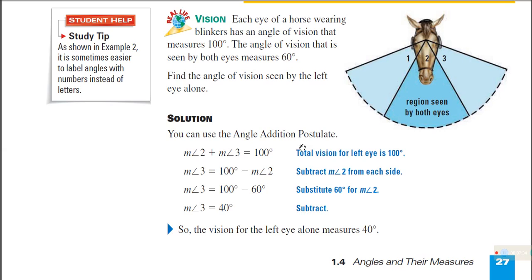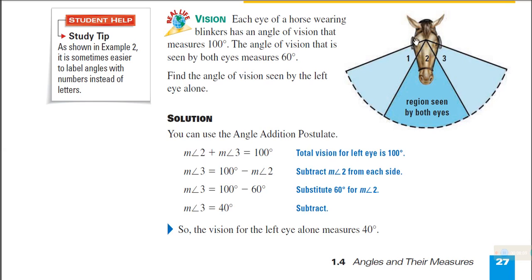Ang kailangan lang natin hanapin ay yung dito sa left eye. Ano ba dito ang left? Ang left nila dito ay yung 3. So, we have measurement of angle 2 plus measurement of angle 3 is equal to 100 degrees. Okay? So, measurement of angle 3 is equal to 100 degrees minus measurement of angle 2. This is using addition property of equality. We are going to subtract the measurement of angle 2 from both sides. And we know that the measurement of angle 2 is 60.